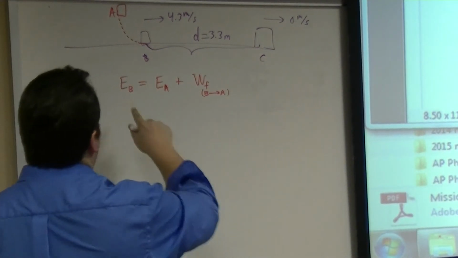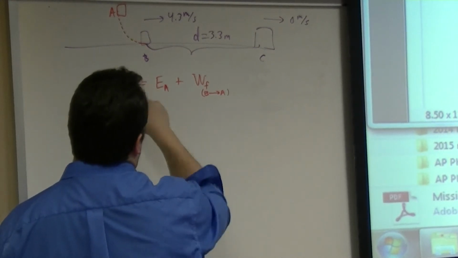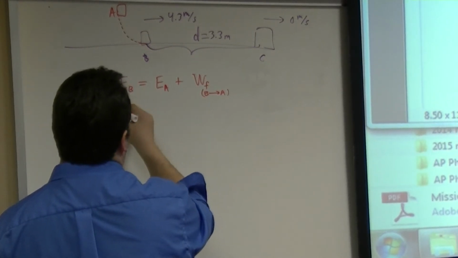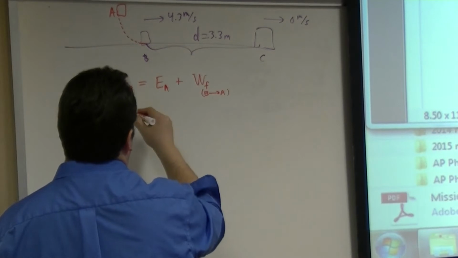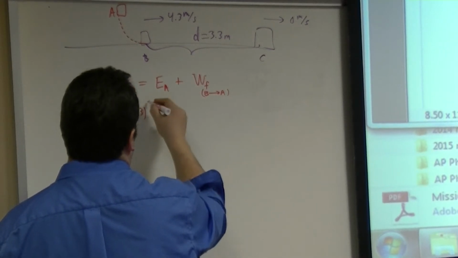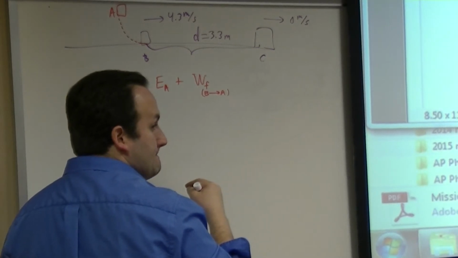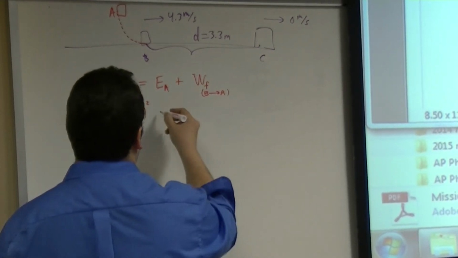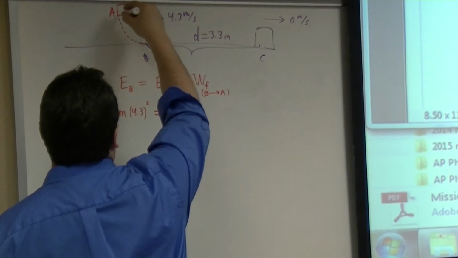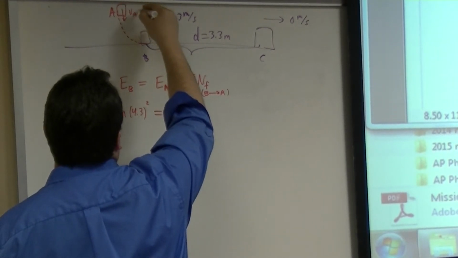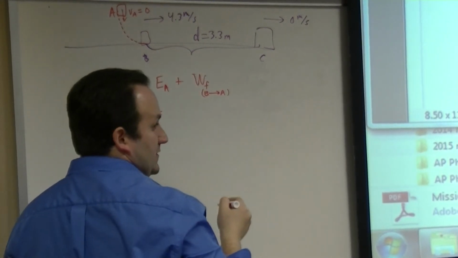So what's the energy at B? Energy at B is 1/2 m times 4.3 squared, right? Is there any potential energy there? Not really, no, right? Up at the top here, though, you have VA equals 0. They told us it starts from rest.